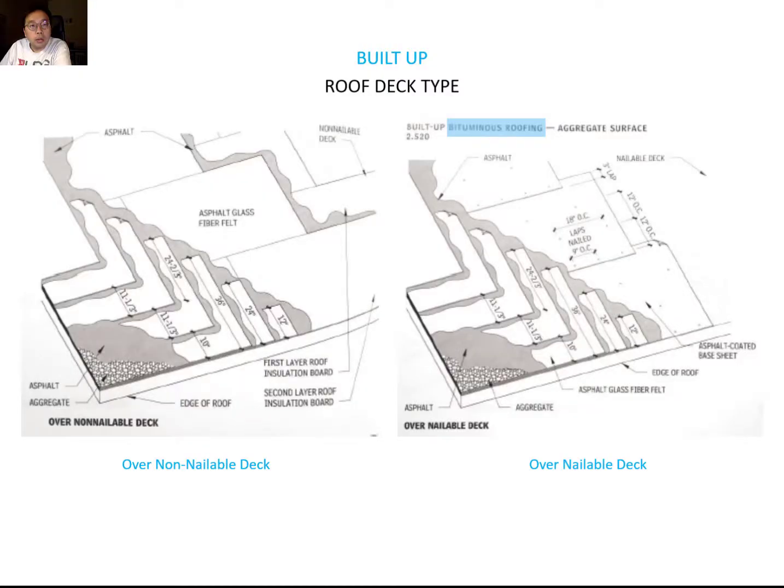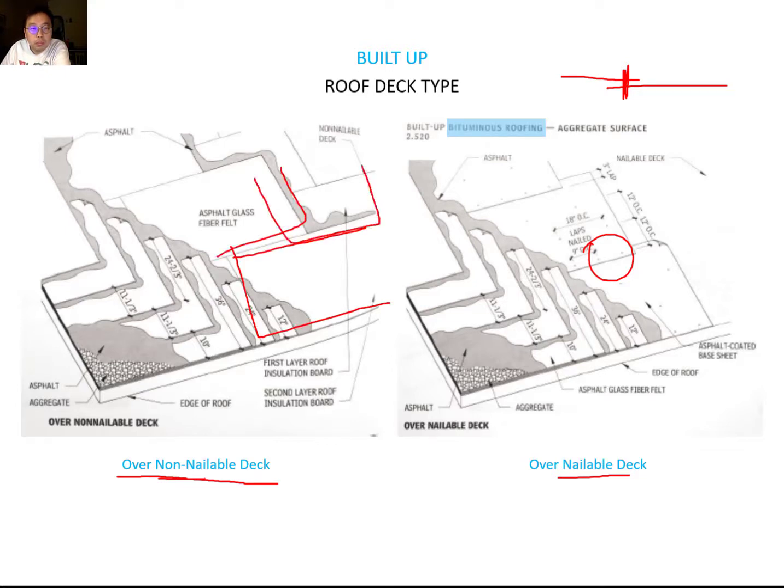So now we talk about the roof deck type. There are two roof deck types, the non-nailable deck and the nailable deck. The nailable deck is simple. You can just overlap two decking panels and then nail them together to hold the substructure system. But what about the non-nailable deck? It means they don't use nails to hold each panel. They simply place each other, but add this waterproofing membrane over it.